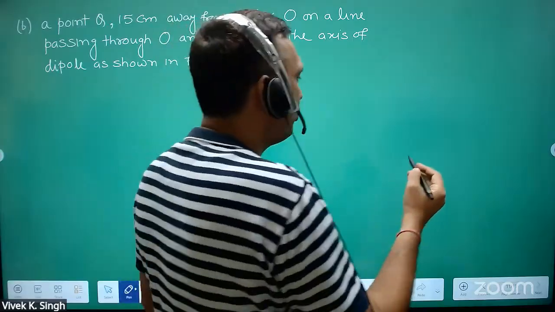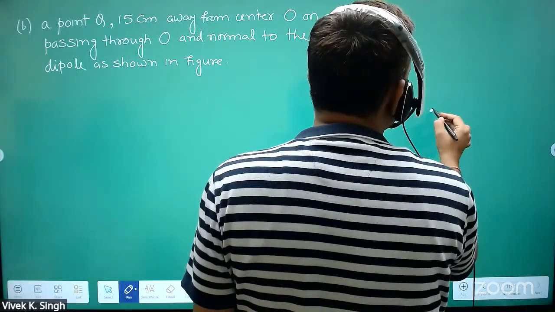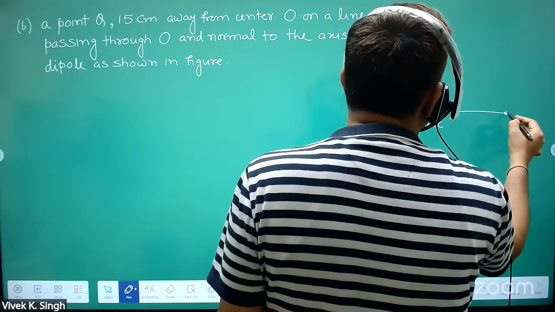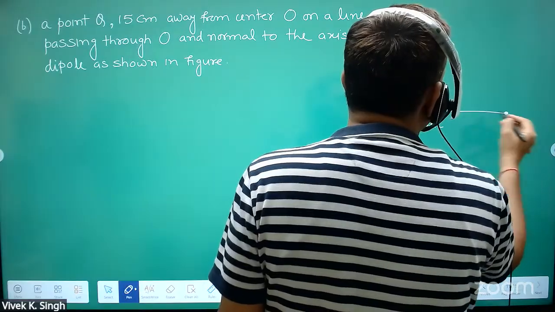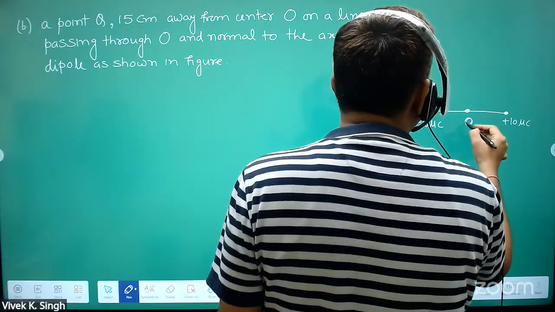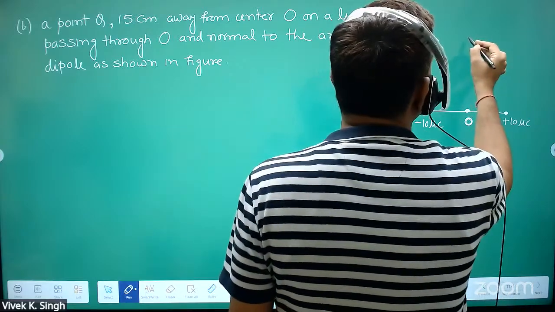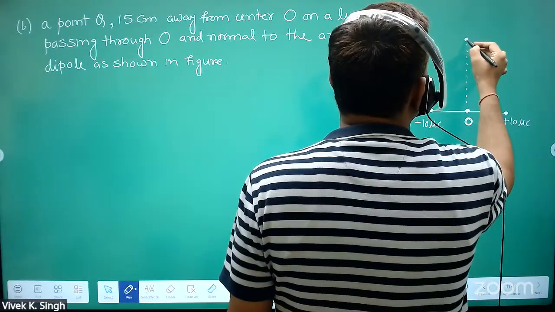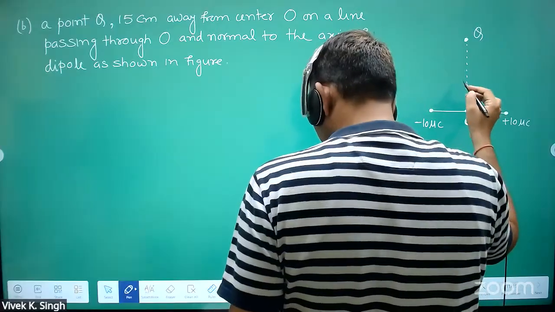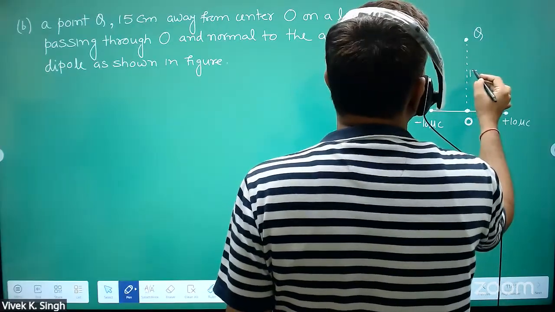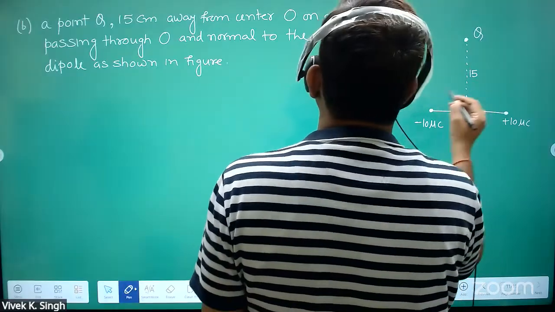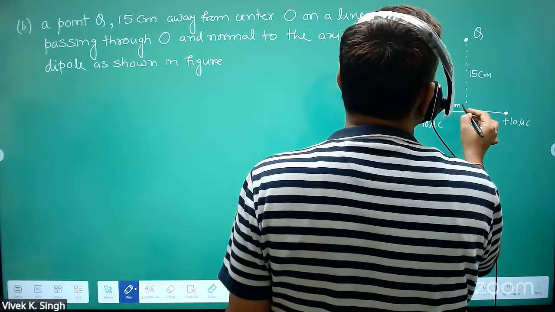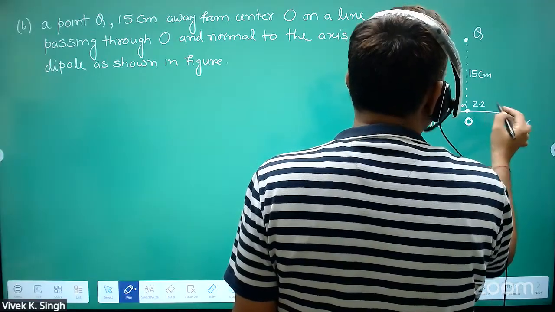So the dipole is the same dipole. We have this minus 10 microcoulomb and this plus 10 microcoulomb. This is the center O, and you have to take a point Q. This is some point Q, and this distance is again 15 centimeter. This will be 2.5 mm, and this is also 2.5 mm.